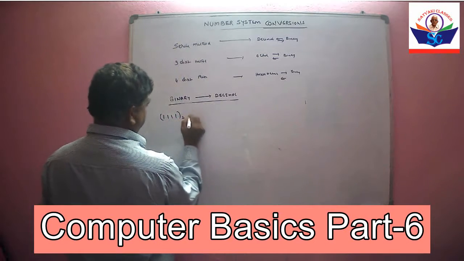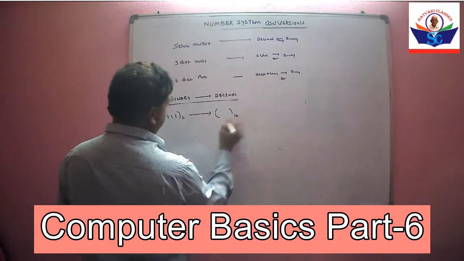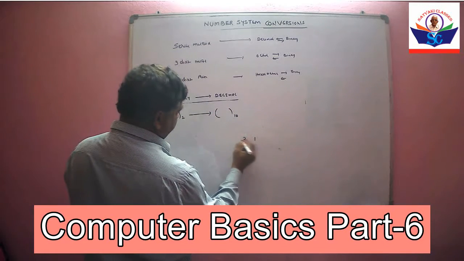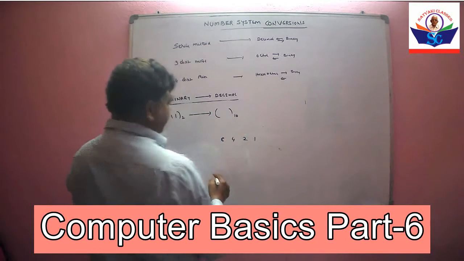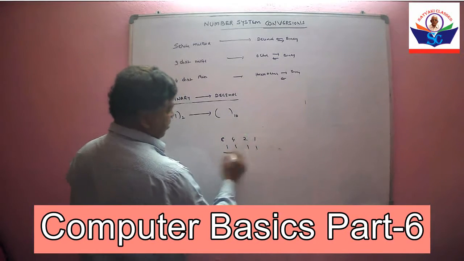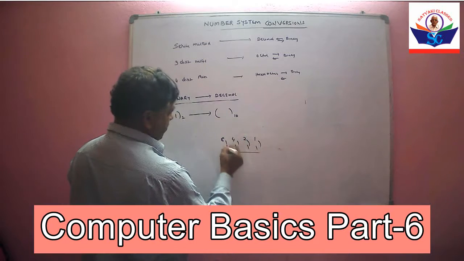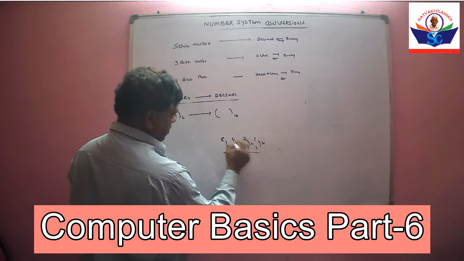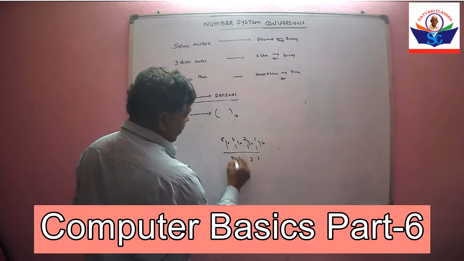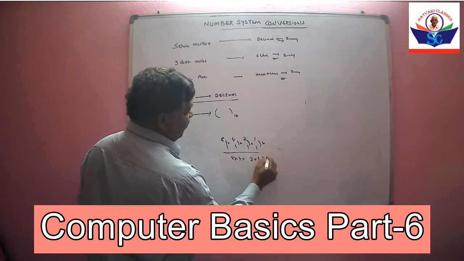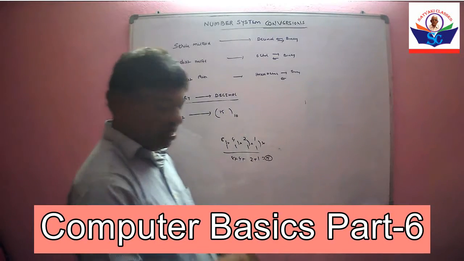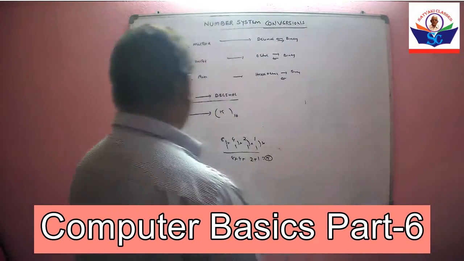1111 in binary is equal to which number in decimal number? How many digits? 4 digits also. We will take 4 numbers: 1 2 4 8. Multiply, then 8 plus 4 plus 2 plus 1 is 15. 15 in decimal number.